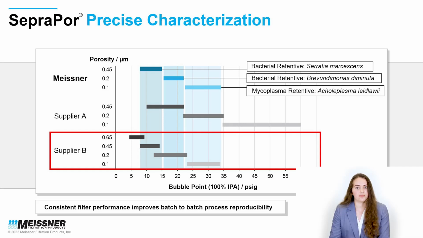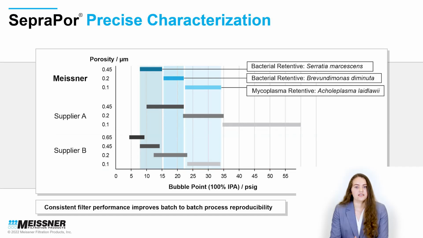Now looking at supplier B, you can see that there's a significant overlap across bubble points for different porosities, particularly with the 0.45 micron. If you are ordering 0.45 micron filters, you don't want to be wondering if one will perform as a 0.65 micron membrane, while another will perform as a 0.2 micron membrane. These unclear boundaries are a disadvantage to selecting a reliable filter for your process. Separapore has distinct bubble point separation between porosities and narrow ranges to improve your batch-to-batch performance.